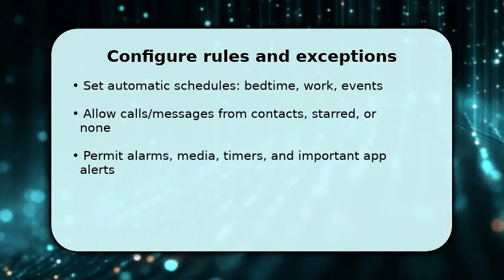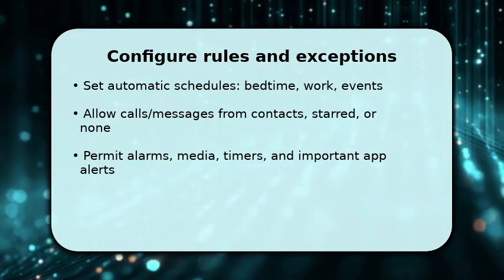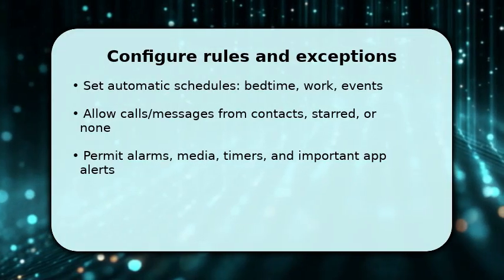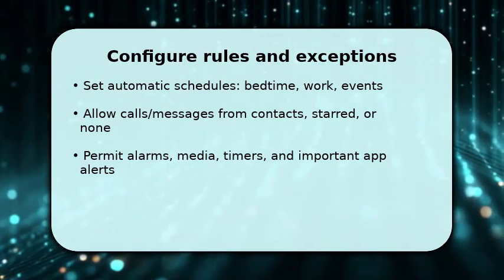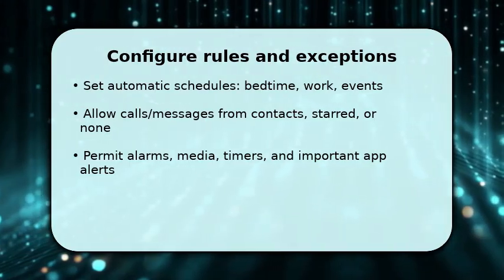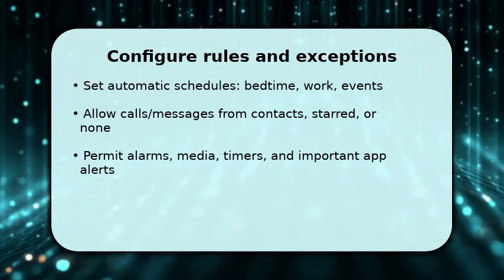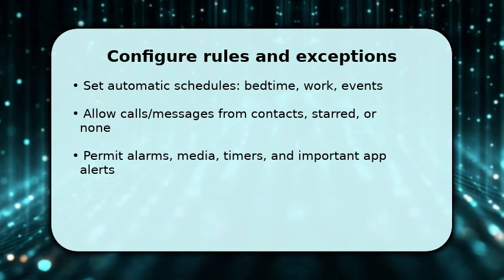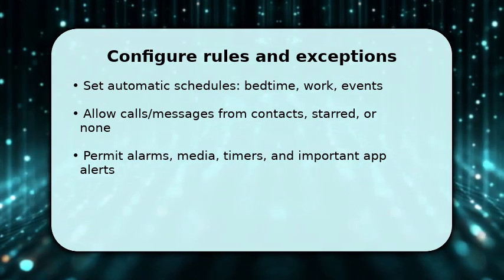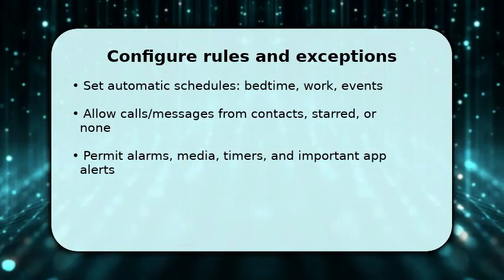Next, choose who can reach you. Allow calls from starred contacts only or permit repeat callers if that's critical. Then, make sure alarms and timers remain active, and explicitly enable or disable app notifications you consider important versus non-essential. This balances silence with safety and functionality.